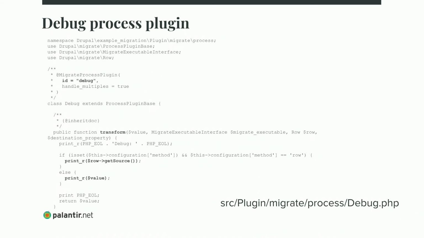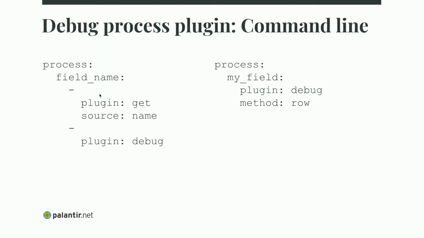Creating process plugins is pretty simple. The key is that you provide an ID, you create a class, and then you have a transform method. This takes in a value that it gets passed, and then you do something to it and return a value. We're not really using it for that in this case. We're just printing to the screen or to the terminal whatever is the content of that value. So this can be used to say, hey, we're going to get this field that's called name, and then we're just going to print it. And when you run that drush command, it's just going to print every value that it hits to the screen in a nice-ish format.